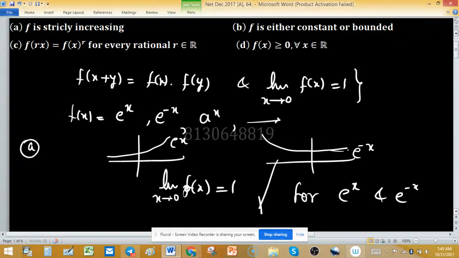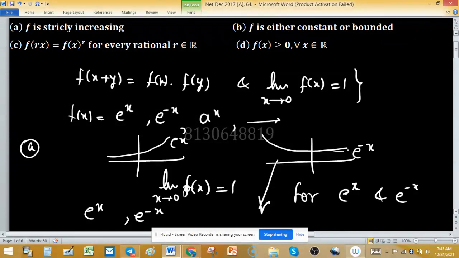If I consider this graph, meaning f(x) equal to e raised to the power minus x, then option A is discarded. And in both cases, either e raised to the power x or e raised to the power minus x, the function is bounded from one side but not from both sides, meaning all images cannot be less than a real number. And you can see e raised to the power x or e raised to the power minus x is neither a constant function. So option B is false.